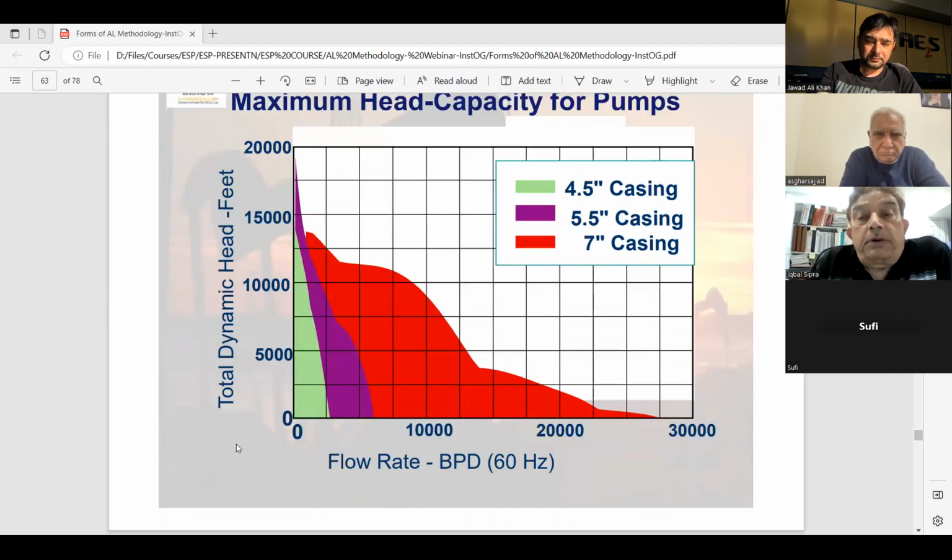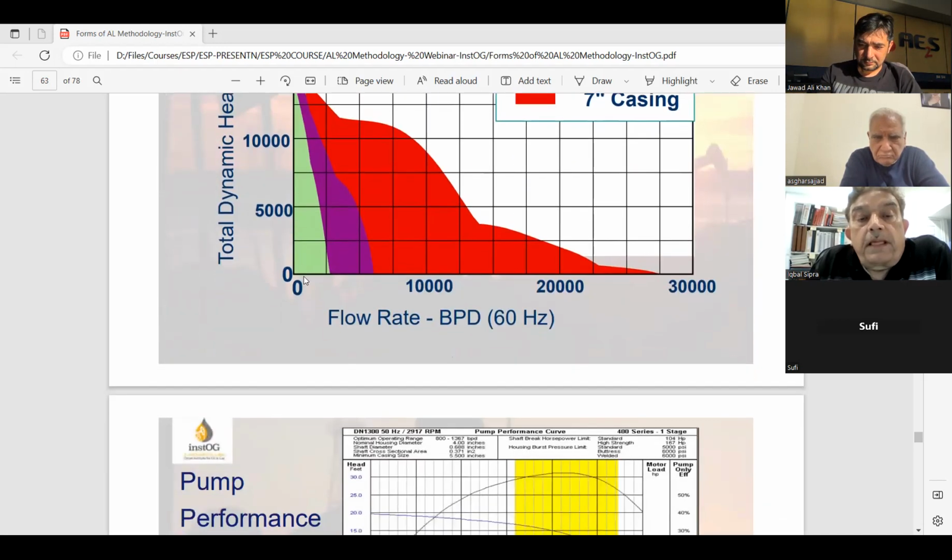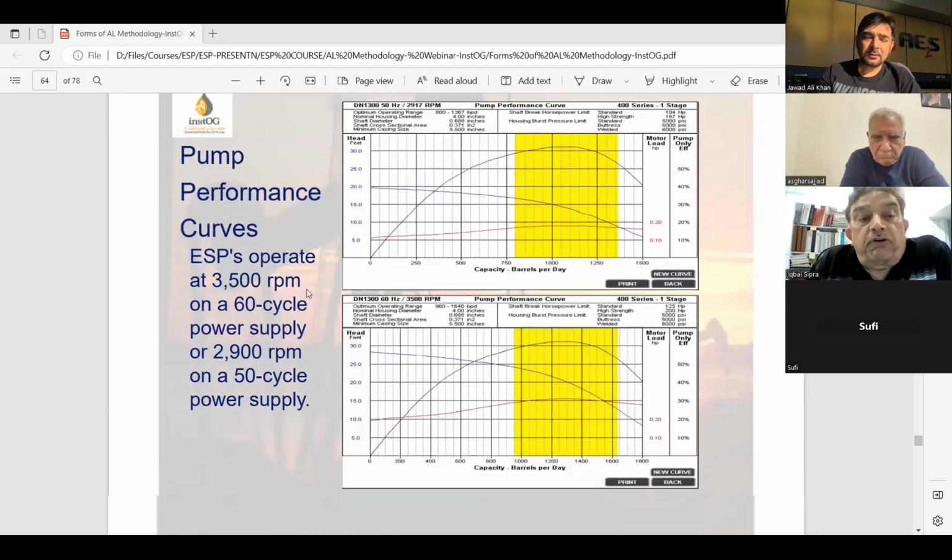This is the maximum head capacity for a 4.5 inch casing. You can see 15,000 feet. It can lift up to 10,000 feet for 5.5 inch casing, and 7 inch casing goes to the maximum application. But it can go up to 10,000 barrels. And these are your pump performance curves.